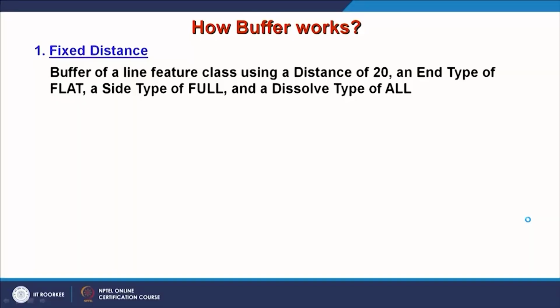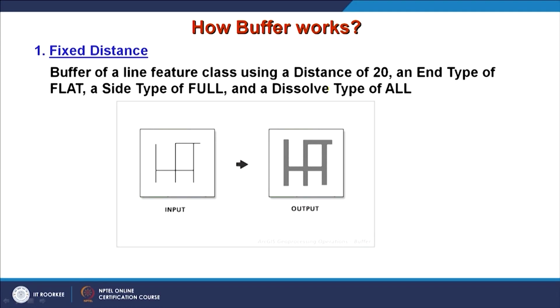How do buffers work? You can have a fixed distance, like a buffer of line features. In the examples we have seen so far, a fixed distance of 20 was used, and the end type may be flat. We can put all these options during the buffer calculations, and finally we can say that I want a dissolve type. So when we do all this, we put these conditions. This is my input, which is a polyline, and this is how the buffer has been created. Finally these have all been dissolved, and this is how I see the output.